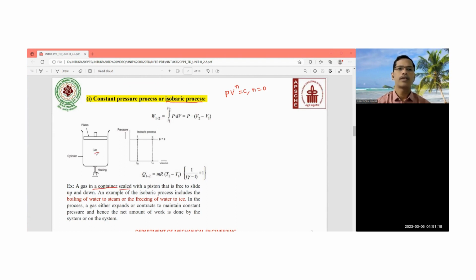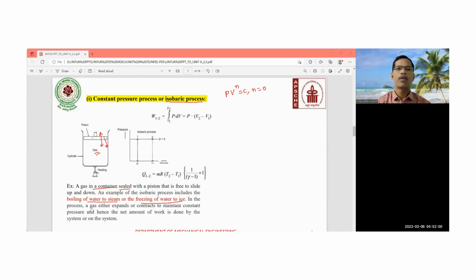The example for this particular case is a gas container. Some gas is stored in a sealed container with a piston, and this piston is free to slide up and down. If the gas gets expanded, the piston is going to move up. If the gas gets compressed, the piston is going to move down. Another example you can consider is the boiling of water to steam. In a steam boiler, the water will be converted to steam, or the freezing of water to ice.